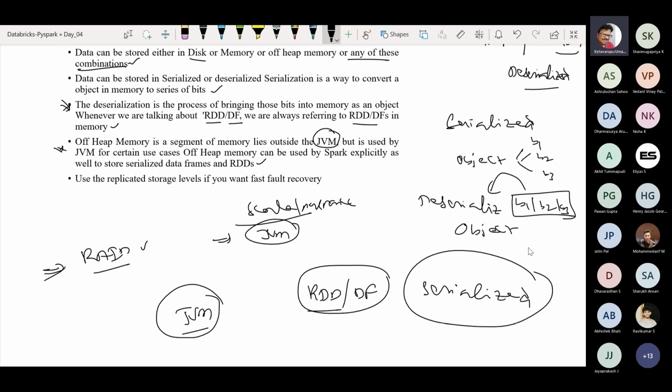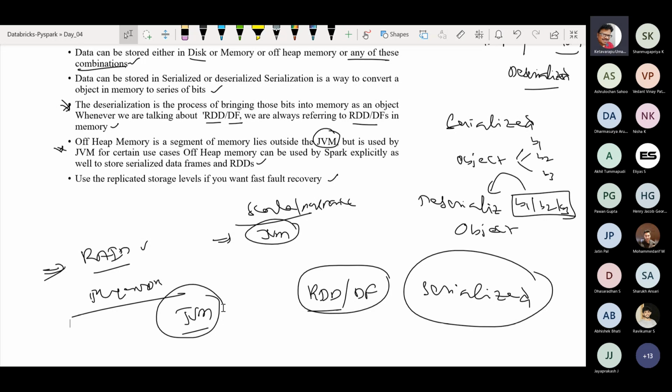And the user replicated storage levels, if you want fast fault tolerant recovery. Suppose any problem happens to the in-memory data, friends, then Spark needs to go back and verify the source data. But if luckily it is there in some other location as a replication, you need not recompute. So getting back the replicated RDD is easy and faster. But if an RDD is not replicated, Spark needs to go back to the source and recompute with the help of the lineage and resiliency property.